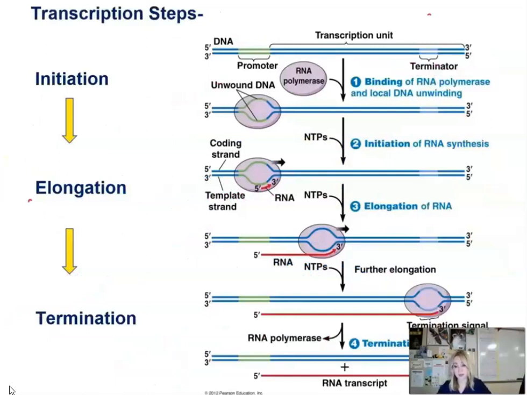So transcription can be summarized in the following steps. We can say initiation happens first, and then followed by elongation and termination. So if we look at the gene we want to express, we're going to see that there is this regulatory sequence that's sitting within the DNA molecule.